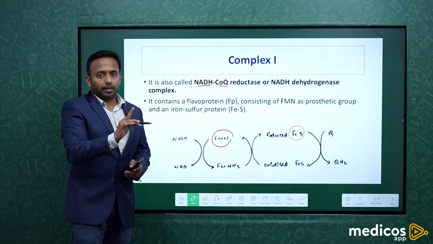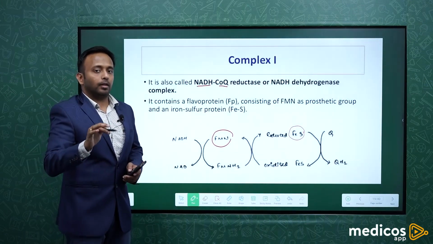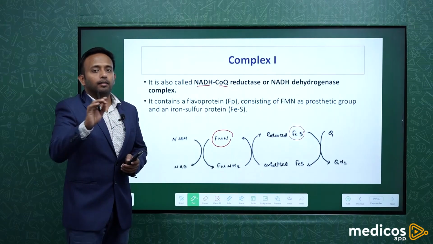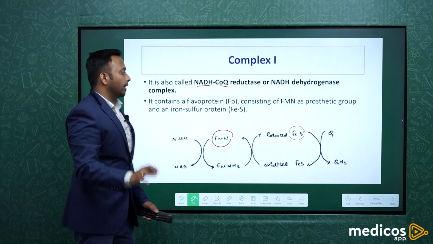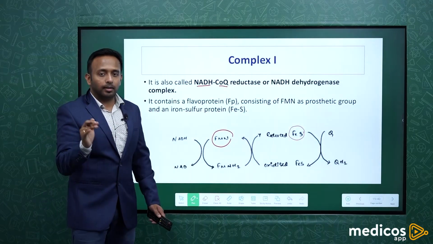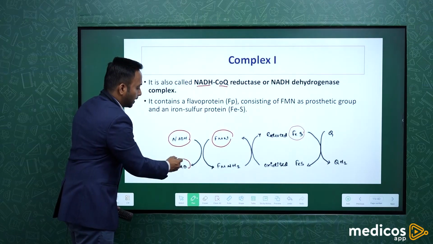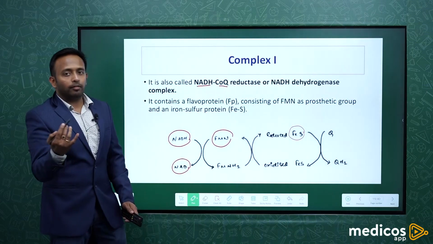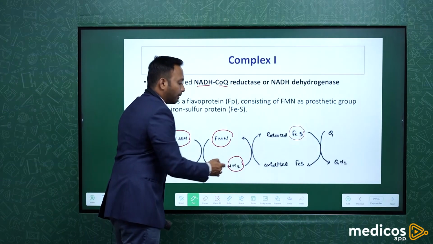NADH is getting oxidized and coenzyme Q is getting reduced. I told you initially that in the reaction one is getting oxidized and the other is getting reduced by the transfer of electrons. So who is getting oxidized and who is getting reduced, we will see. Now NADH is oxidized into NAD plus with donation of H plus ions, and FMN is reduced to FMNH2.